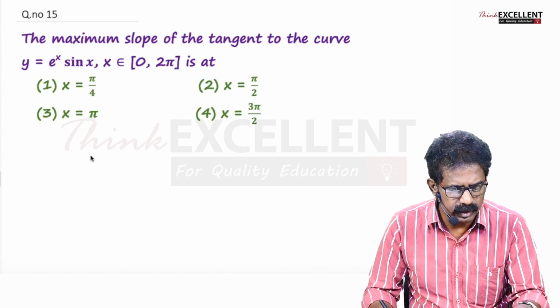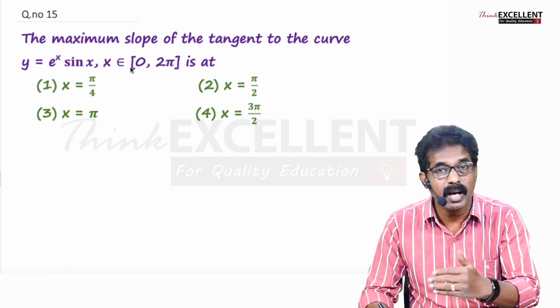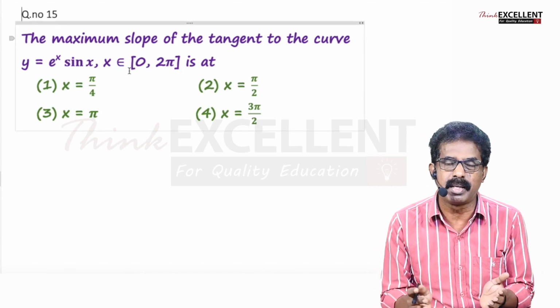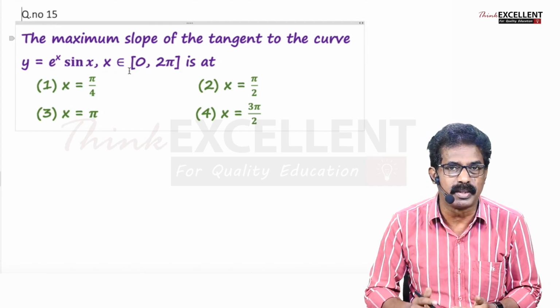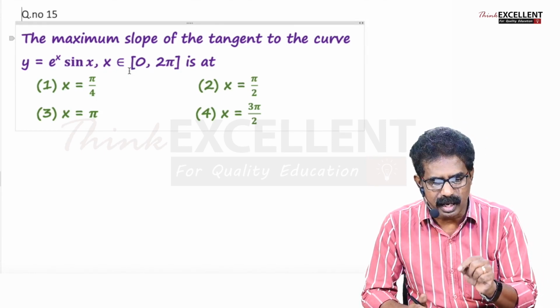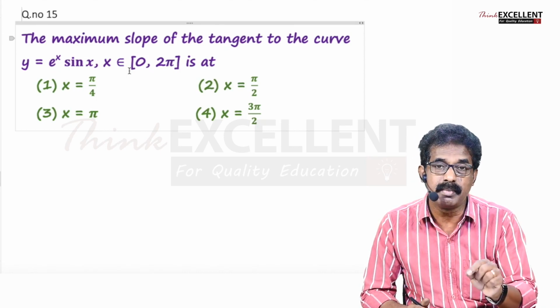See the 15th question, the maximum slope. Slope you have to maximize. For maxima and minima, local maxima and local minima, you would have studied that you have to differentiate 2 times. But in this question, we are not maximizing the given function, we maximize the slope.